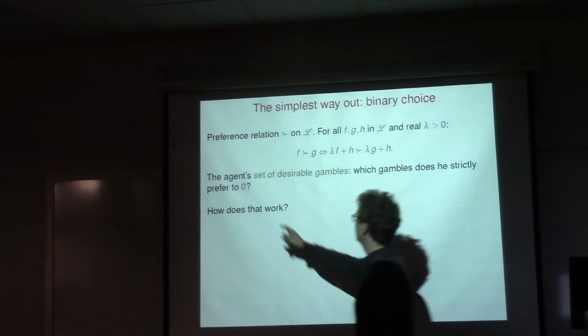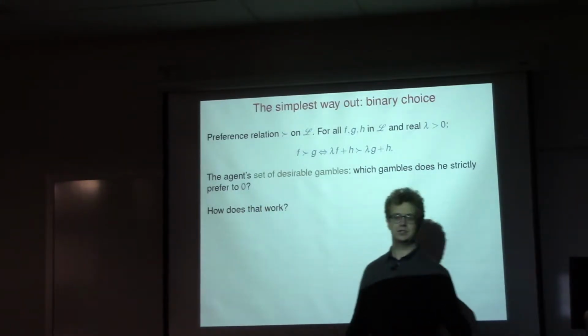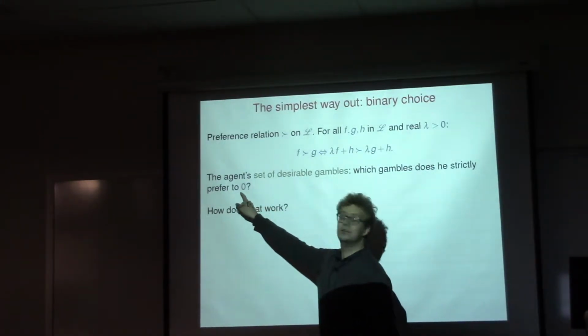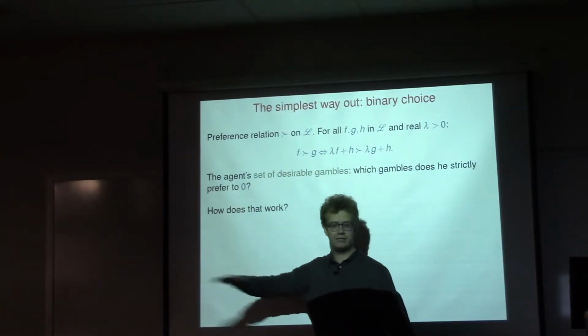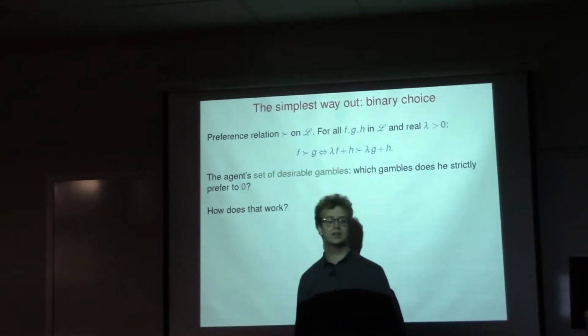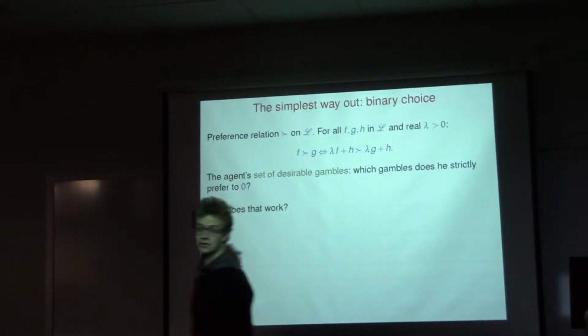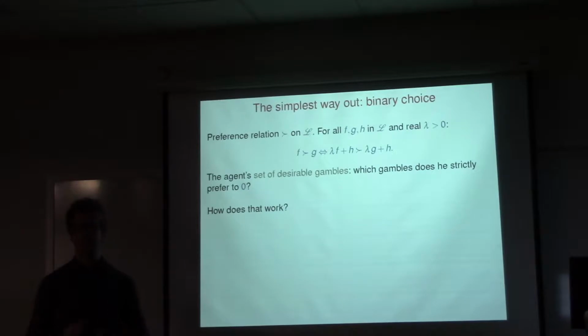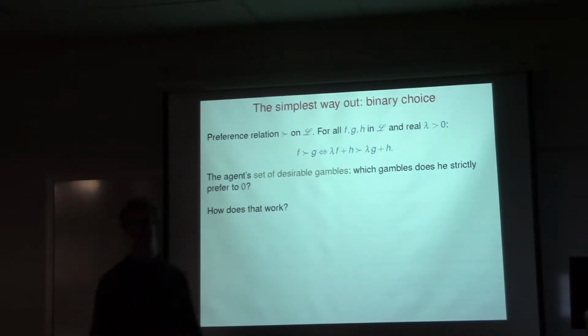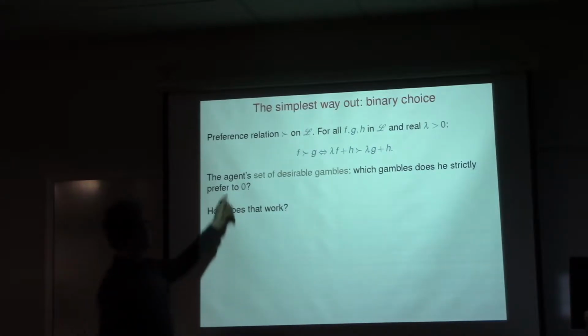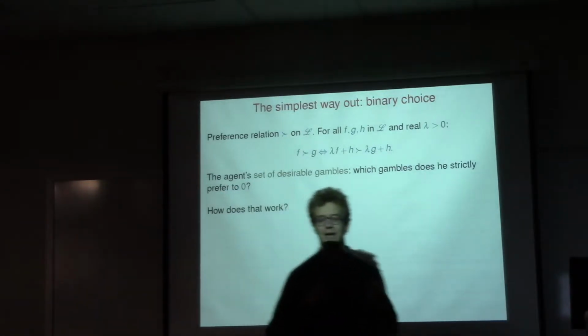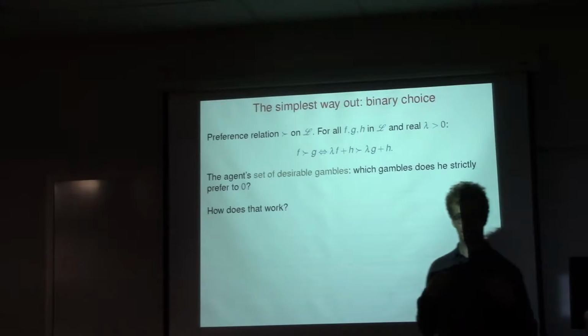Now what is 0? 0 is a special gamble. It's a constant gamble, the gamble whose payoff is 0 everywhere. It's a 0 vector if you want. And it's the gamble that leaves your capital unchanged whatever happens. So whatever the outcome is, you will not lose nor gain anything. And I will compare every gamble with 0. If a gamble is strictly better than 0, if I strictly prefer a gamble to 0, then I want this gamble. So my set of desirable gambles are the gambles that I want.